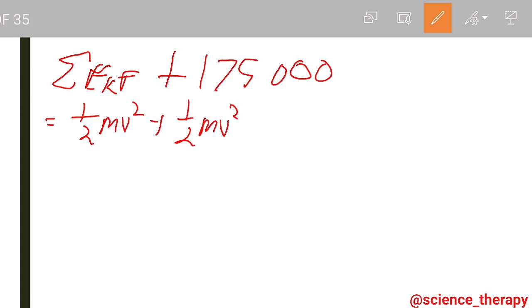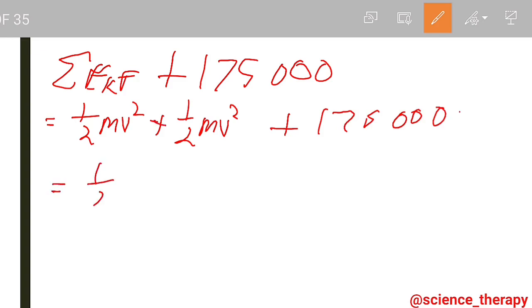Remember, it is lost from initial. Initially, when this thing is colliding, it had that energy of 175,000. Now it is lost finally. There is a loss of energy, therefore we indicate it on the final side. So if we had to indicate it on the initial side, we'd say sum of EK initially minus 175,000. But now if we indicate it on the final side, we say sum of EK finally plus 175,000, right? So to indicate that it is lost in the system.